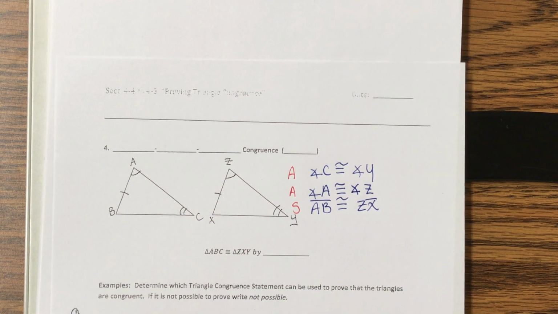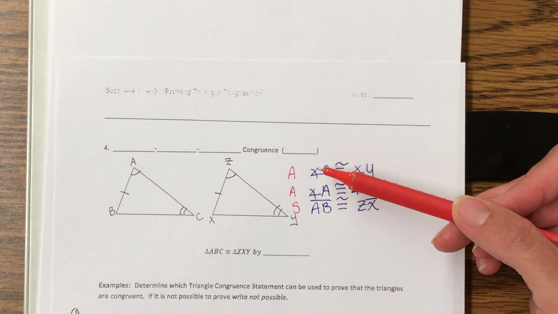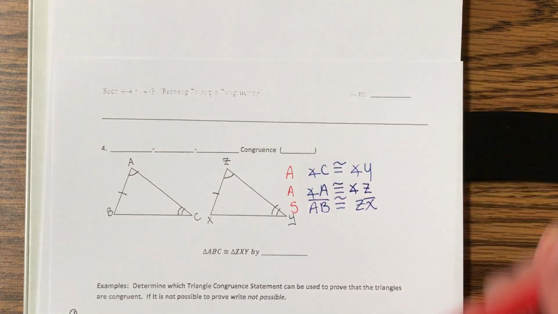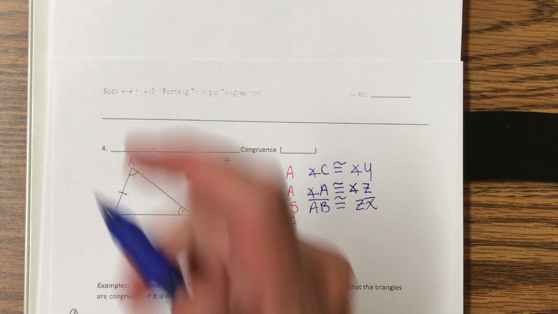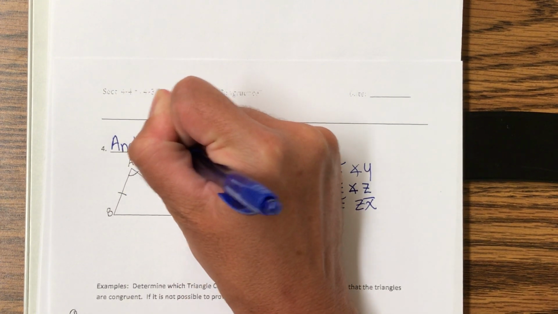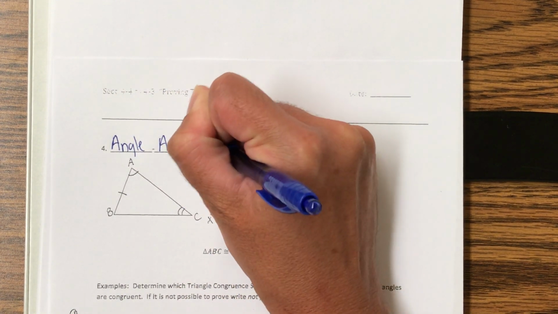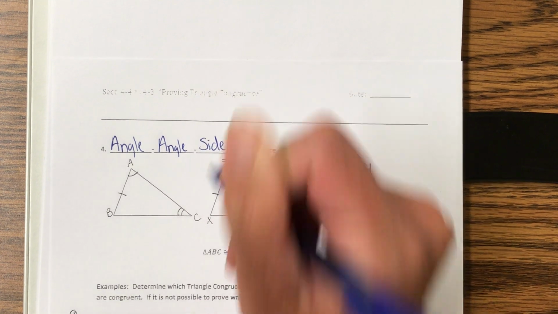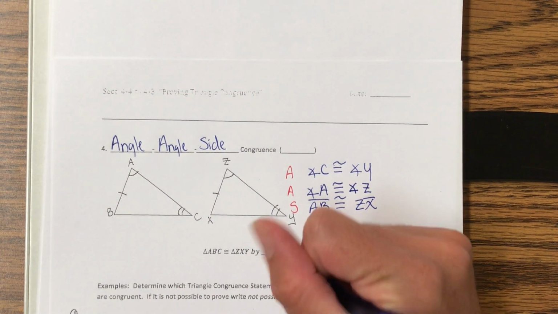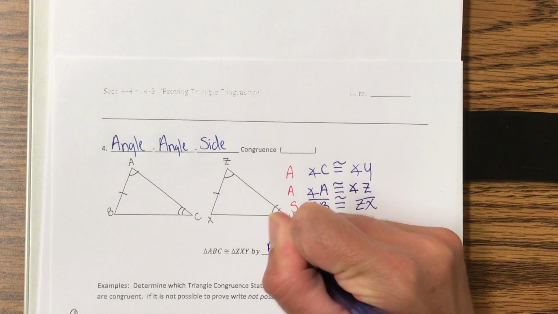The direction that we go in and the way we have it marked is important whenever we make our triangle congruency justification. So angle, angle, side is the reason why these two triangles are congruent. So triangle ABC is congruent to triangle ZXY by AAS.